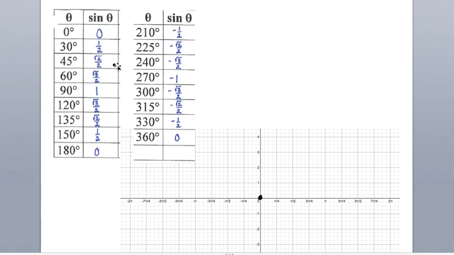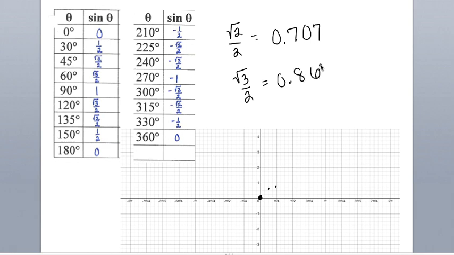And then at 30, we're up to 1/2 here. So at 30 degrees, we're going to plot a 1/2. All right, at 45, we're at square root of 2 over 2. The square root of 2 over 2, by the way, if you calculate that, is 0.707. So if we're at 45 degrees, we're going to be at about 0.7 here. And let's see, what's next? 60 degrees is square root of 3 over 2. On your calculator, you can figure out square root of 3 over 2, is 0.866. So we can plot that at our 60 degrees.